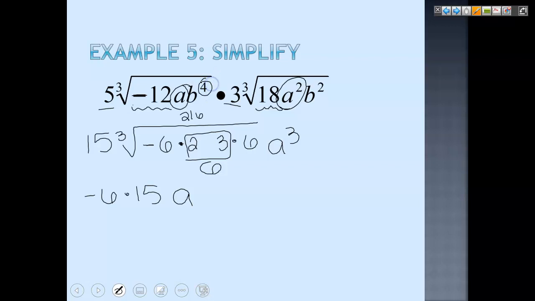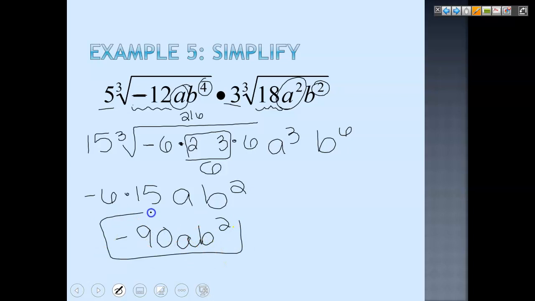I have 4 and 2. So again, we're adding them, so that gives me 6. 6 divided by 3 is 2, so I can bring 2 up. So all the numbers and variables under my radical are canceled, and I have to multiply my 6 and my 15, and I get negative 90 a b squared.